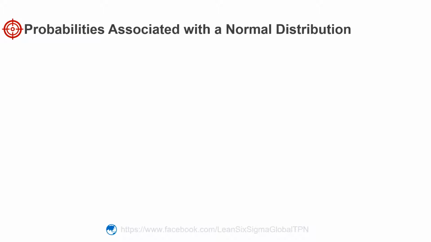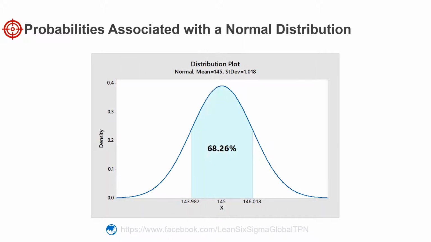The normal distribution has a very interesting and useful property regardless of the mean and standard deviation. The area within one standard deviation around the mean is always the same for every normal distribution. 68.26% of the distribution is contained within one standard deviation. This is one standard deviation, one sigma.